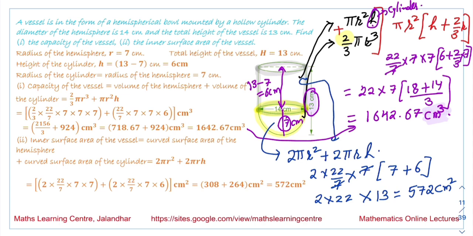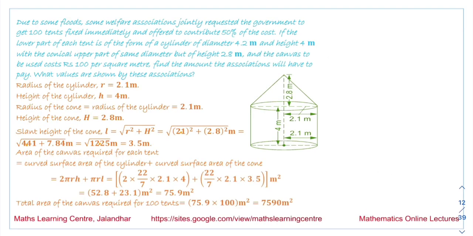Next is, due to some floods, some welfare associations jointly requested the government to get 100 tents fixed immediately and offer to contribute 50% of the cost. If the lower part of each tent is of the form of a cylinder of diameter 4.2 meters, this is the lower portion we are talking about, it is a cylinder, and the diameter of this portion is given to be 4.2 meter. So the radius that we will have over here will be 2.1 meter, because diameter is 4.2, and height is 4 meter.